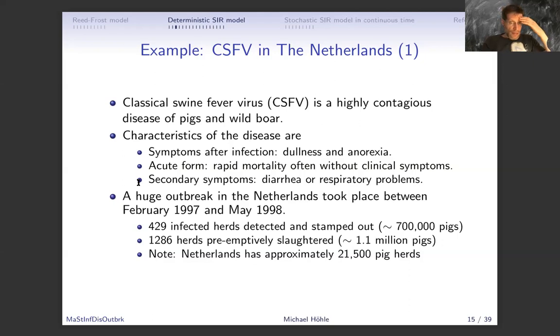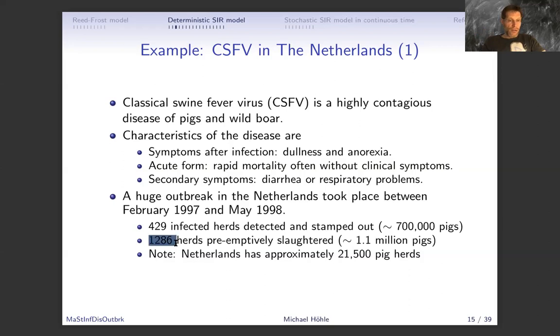So here's the data which I've taken out from a publication where the data are provided. It's a huge outbreak which occurred in the Netherlands in 1997. There were 429 infected herds. A herd is a community of pigs, for example, at one production facility, and they were stamped out. So more than 700,000 pigs were killed, not only because they died of the disease, but also because the herd was infected, and then you stamp out the entire population in order to ensure that it doesn't spread on from there. So more or less 700,000 pigs were stamped out here.